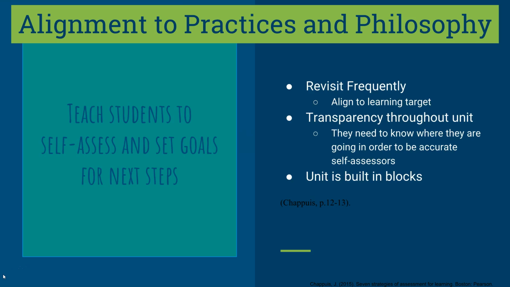One of the biggest things that I learned from this text in this chapter is to make sure that students know where they are and where they're going in order to be able to help them be more accurate self-assessors. So revisiting their goals, also revisiting the learning target helps them know where they're going so they know how close they are to reaching their goal. Also, if the units or the lessons are set up as building blocks, it helps students to see what's coming down the pike, and allows for a little bit more transparency throughout the unit.